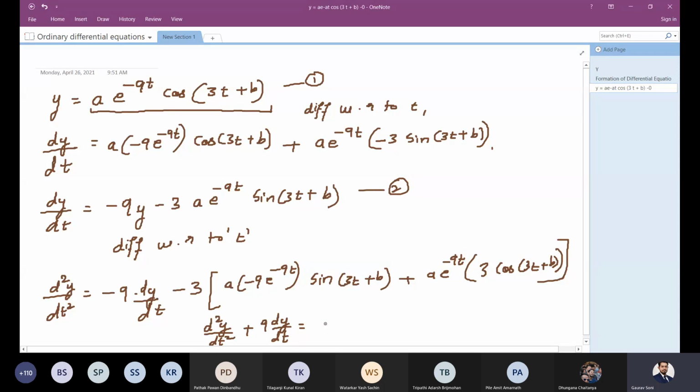Sir, where will the 3 go? Sir, in the second equation 3 is also there, so we will substitute the value of 3 also. Yes, you can do that. Okay, let's do it here itself.